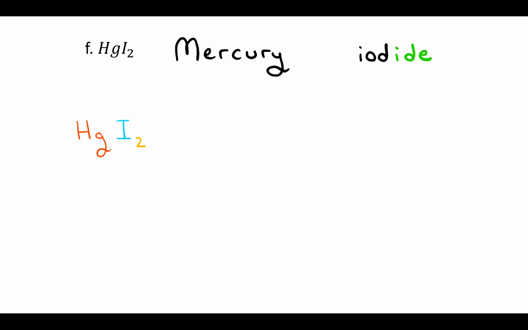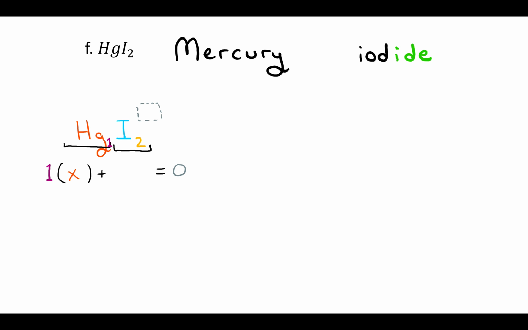The overall charge is written in the top right. If nothing is written there, then everything has to equal 0. I have two elements in this compound. I have mercury and I have iodine. I'm going to separate those with a plus sign. I only have one mercury because no subscript is written to the bottom right of it.